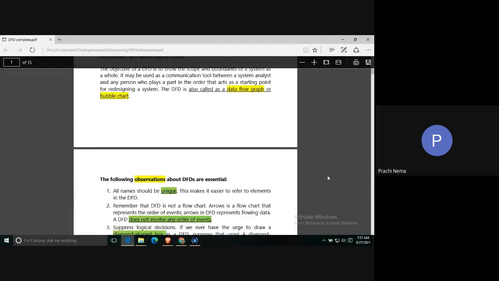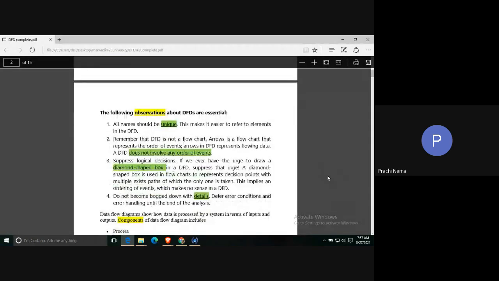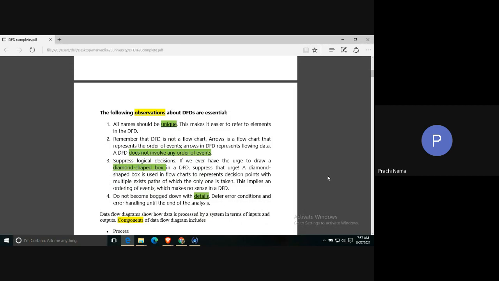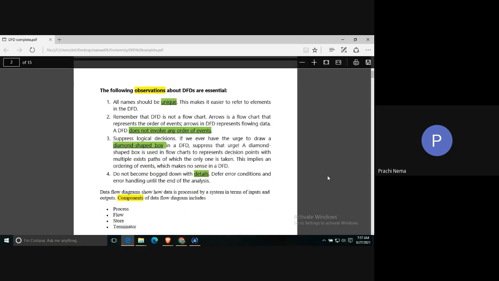Now, while drawing DFD or even before drawing DFD, you have to keep a few things in mind. Those are the rules which you need to follow while you are drawing a DFD for your system. Those rules are listed here.